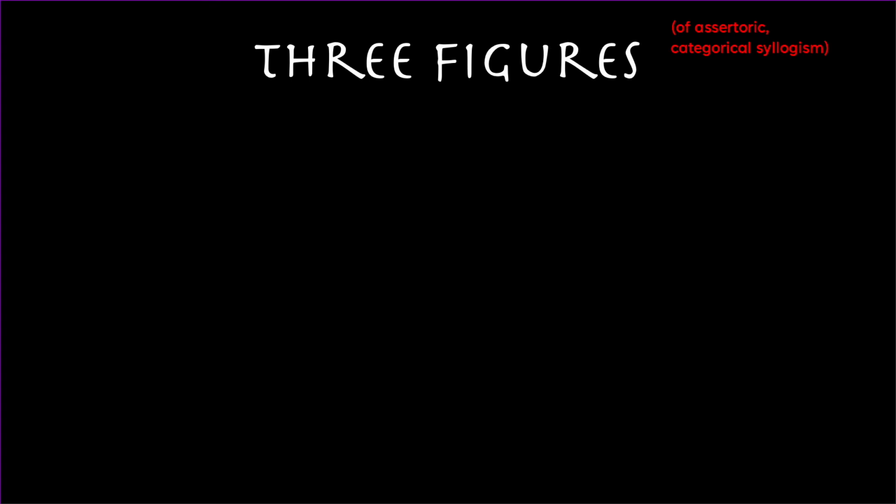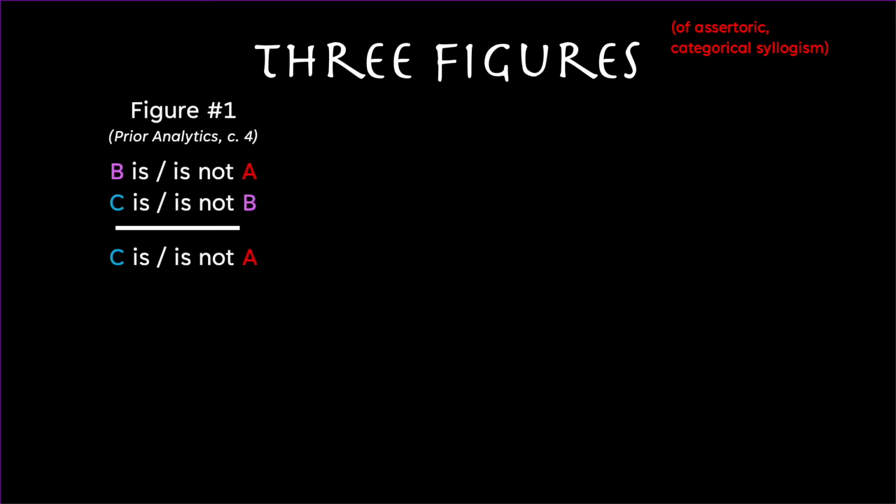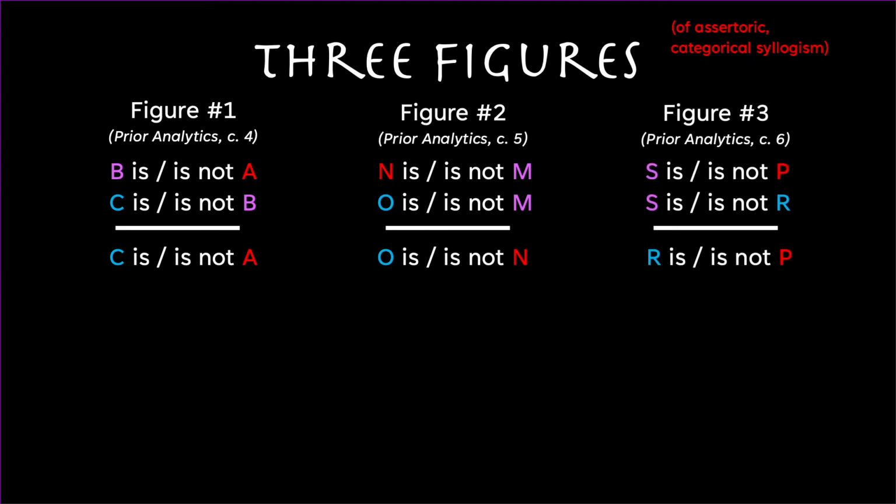Now, the three figures of syllogism are just based on the configuration of the terms in the syllogism. So, putting the major premise first, the minor premise second, and the conclusion last, we have three different ways of configuring the terms within a syllogism. In the first way, the middle term is first the subject of one premise and then the predicate of the minor premise. In the second figure, the middle term is the predicate of both premises. And in the third figure, the middle term is the subject of both premises.